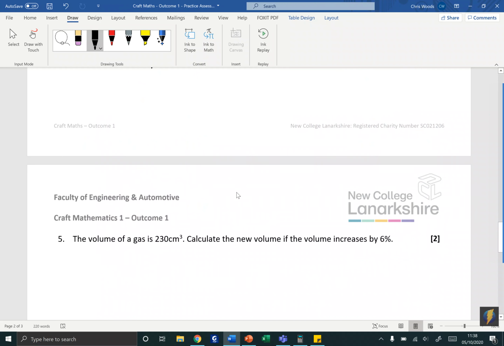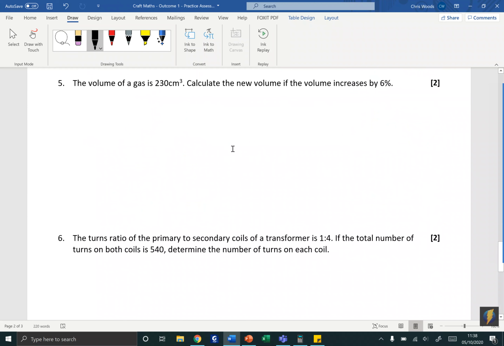Okay, next bit, the volume of a gas is 230 centimetres cubed. Calculate the new volume if the volume increases by 6%. So percentage increase. First things first, I want to take a percent of 230. I want to find what 6% is. So 6 divide by 100 times the quantity. Percent divide by 100 times the quantity.